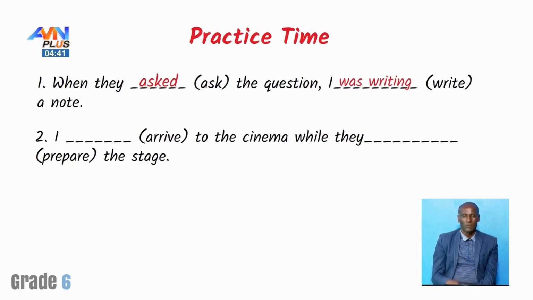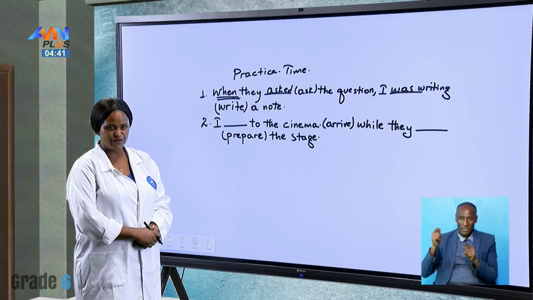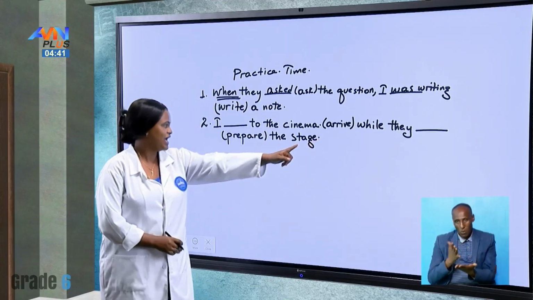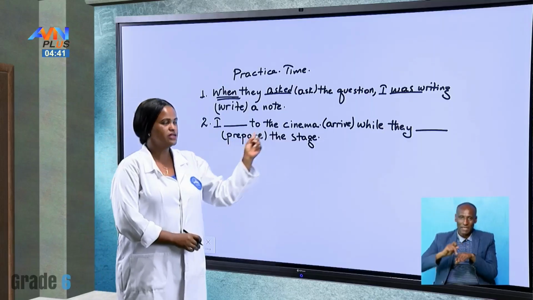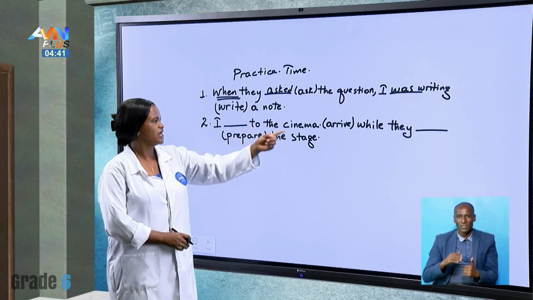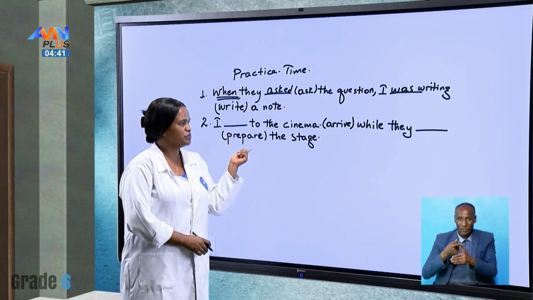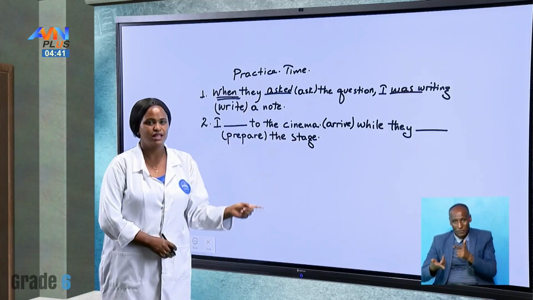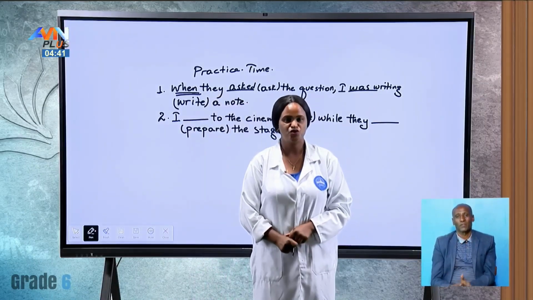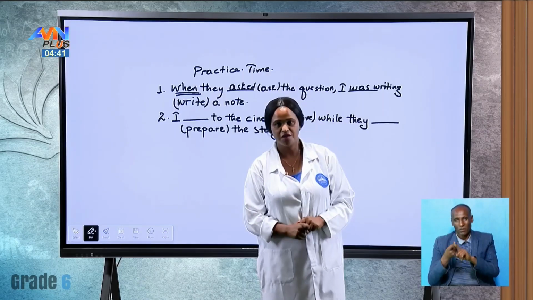Okay, look at this sentence. I (blank) to the cinema, our verb here is arrive, while they (blank), with the verb prepare, the stage. How do you think we should make arrive in the first clause and prepare in the second one? Let me give you a few more seconds. Please show your answers to your parents, your friends, or mentors around you, okay?